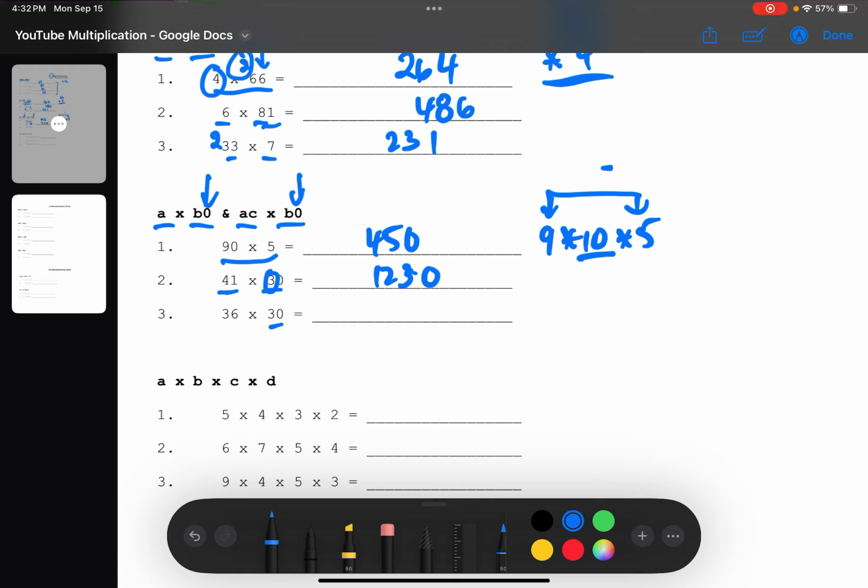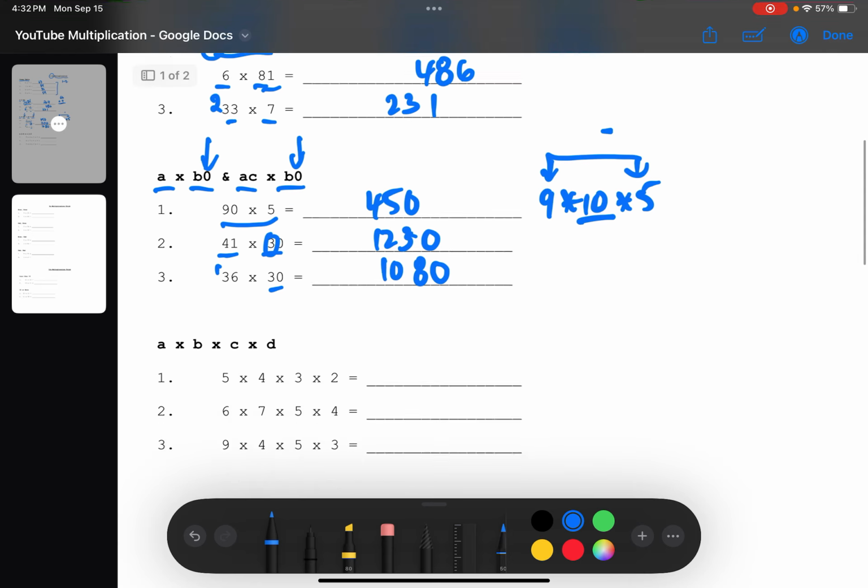Again, here we can just multiply these two numbers here by just putting on the 0, and then 3 times 6 is 18. Carry the 1. 3 times 3 plus 1 is 10, so your answer is 1,080, okay?